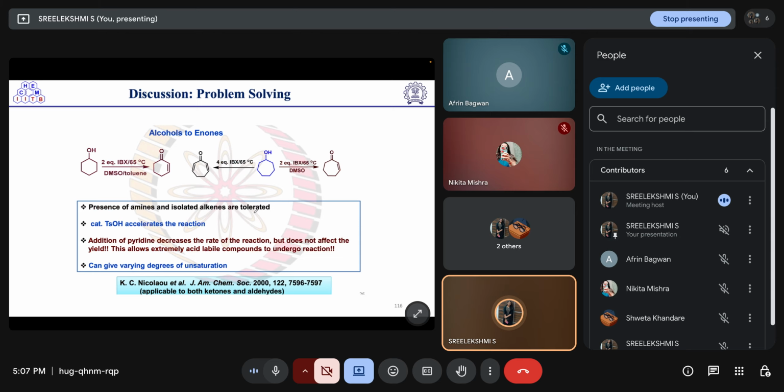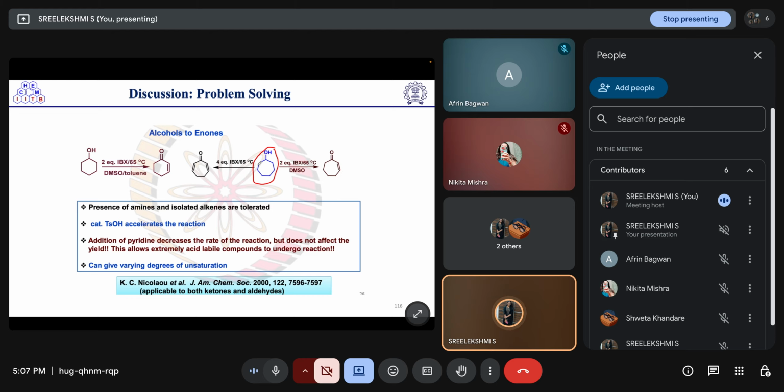Now, another application of this hydroxybenzoic acid comes for the conversion of alcohols to enones. So this is an alcohol, so it can be converted into this alpha beta unsaturated ketone by using this IBX at reflux condition. So here we can see this alcohol. If we are treating with two equivalents of IBX, we are getting this alpha beta unsaturated ketone.